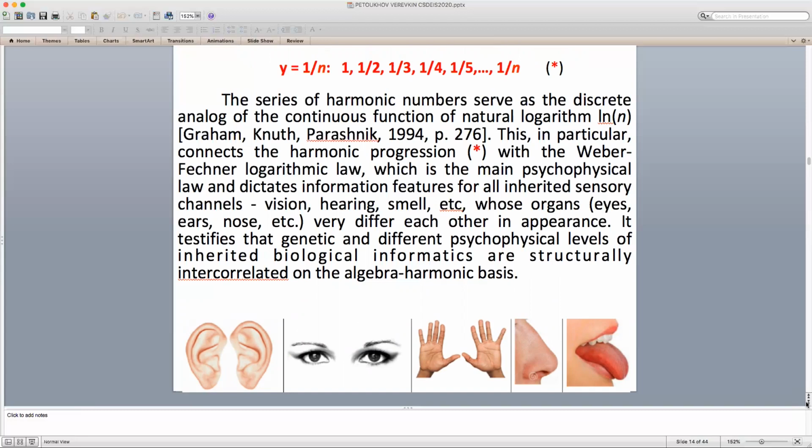This in particular connects the harmonic progression with the V. Verevkin logarithmic law, which is the main psychophysical law and dictates information features for all inherited sensory channels: vision, hearing, smell, etc., whose organs, eyes, ears, nose, etc., very much differ from each other in appearance. It testifies that genetic and different psychophysical levels of inherited biological informatics are structurally intercorrelated on the algebra harmonic basis.